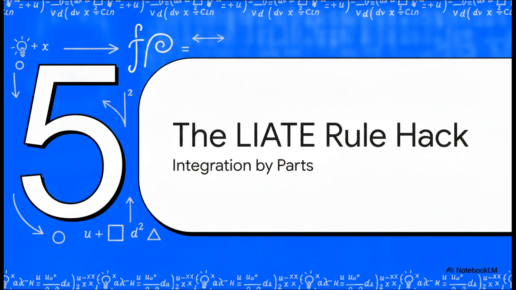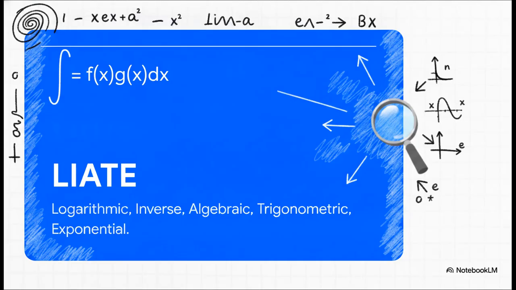Okay, Section 5, the LIATE rule hack. For our final major section, we are tackling a real heavy-hitter topic where students traditionally lose massive amounts of time: integration by parts. When you're integrating the product of two functions, you use integration by parts. But how do you know which function to choose as your first function, your u? You use the golden mnemonic, LIATE. That's logarithmic, inverse trigonometric, algebraic, trigonometric, and exponential.